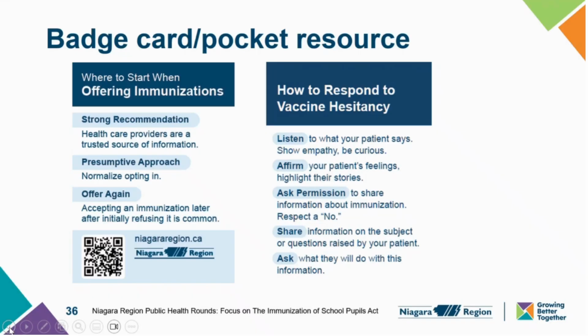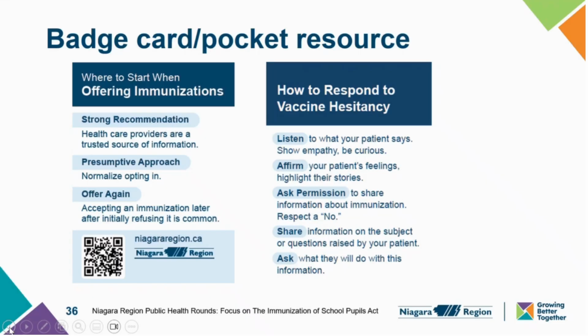To focus in on some of these recommendations, so when offering immunization to patients, making a strong recommendation, so patients are more likely to choose to vaccinate when their healthcare provider strongly and confidently recommends it. Taking a presumptive approach, so saying things like, your child is due for the following 3 vaccines, or if you haven't had your flu shot, we can give it to you today. Statements like that have been shown to increase vaccine uptake, and then offering again.